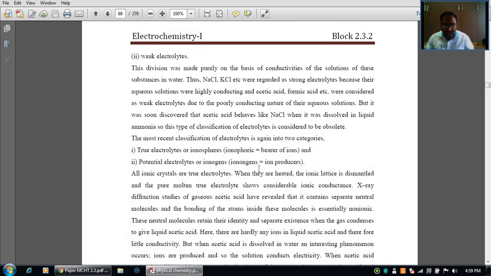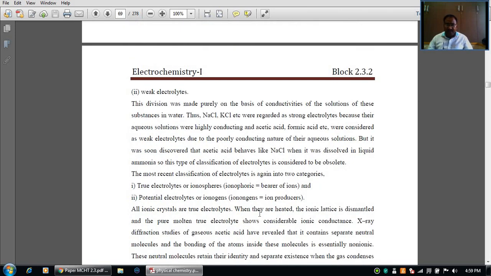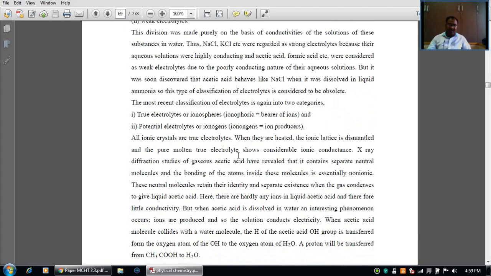Electrolytes we divide into two parts: strong electrolytes and weak electrolytes. A strong electrolyte means the electrolyte is completely dissociated and produces ions. That is called a strong electrolyte. Weak electrolytes means the electrolytes are partially dissociated, not completely dissociated. That is called a weak electrolyte.